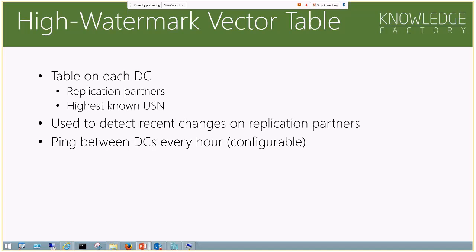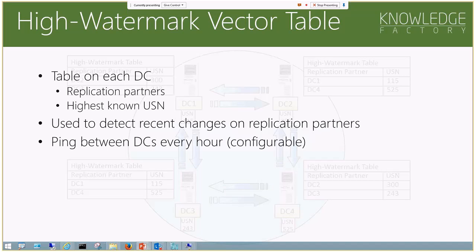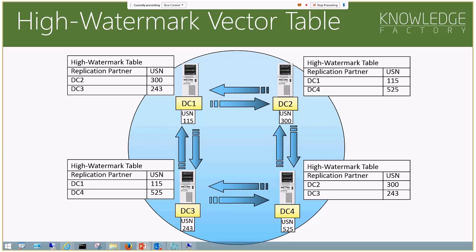I told you briefly about the high watermark vector table before. Just a recap, it's a table on each DC of each replication partner's highest known USN, used to detect recent changes on replication partners. And it's actually pinging between DCs every hour. You can configure it. So this is how it looks. Every DC knows about its replication partners. DC2 is a replication partner and DC3 is a replication partner, and their USNs, and so on for the rest of the 4 DCs.